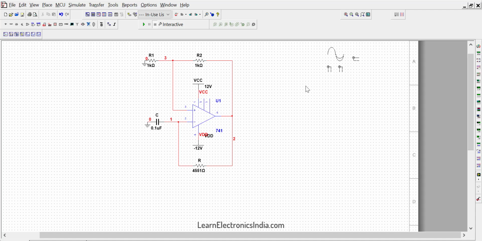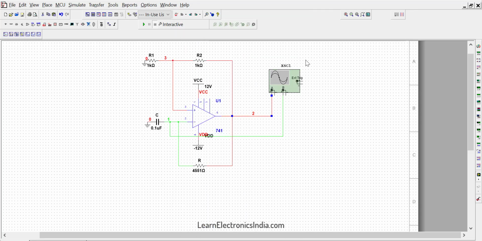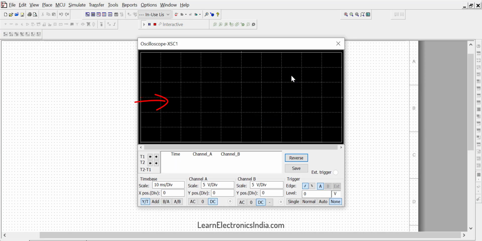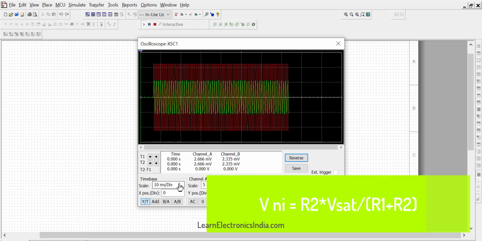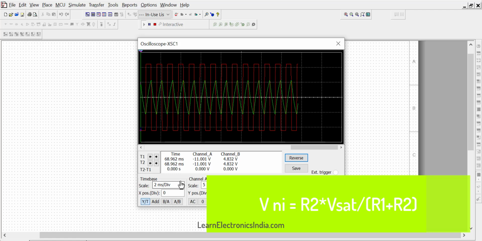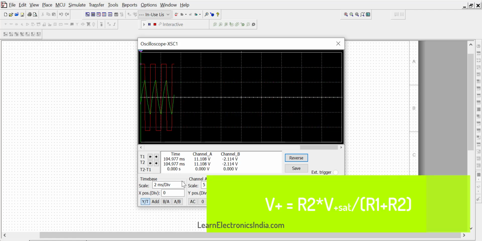Now let's connect channel A of the oscilloscope to the output of the Opamp and channel B to one end of the capacitor. The voltage at non-inverting input is given by this formula. Initially, let's assume Vsat is positive. Hence, the voltage at non-inverting input is V plus and is given by this formula.